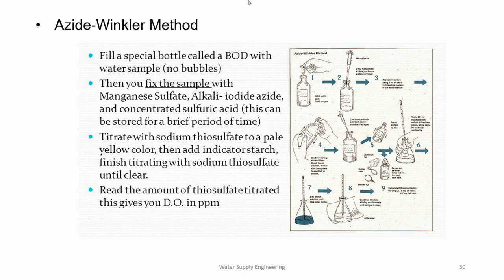And then we have to neutralize it, as I told earlier. So we'll use sodium thiosulfate to titrate, and then the color changes to a pale yellow color, that is our change point or the end point. And then we'll add starch as indicator to finish titrating with sodium thiosulfate until clear. And the amount of sodium thiosulfate required to neutralize our acid compound is the dissolved oxygen.